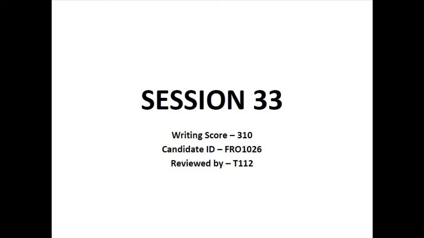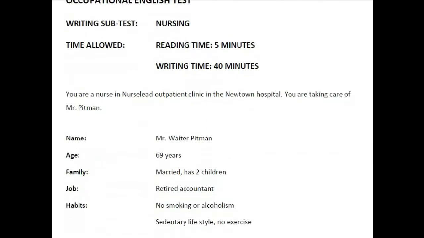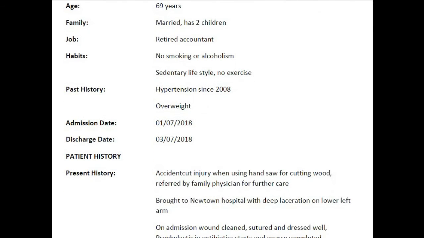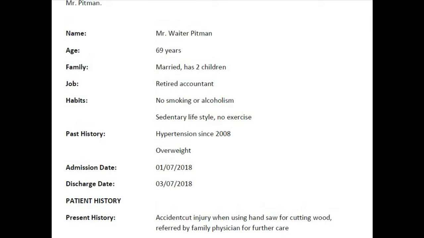Question 33 writing task is to write a letter to family GP, Dr. Lacrisel referring Mr. Pittman, who was admitted to nurse lead outpatient clinic in the Newtown Hospital with deep laceration on lower left arm as a result of an accidental injury with handsaw while cutting wood, requesting to do a full cardiac assessment and management of Mr. Pittman's hypertension. Here, you are a nurse in Merlin outpatient clinic in the Newtown Hospital where Mr. Pittman was admitted, and you're writing a referral letter to family GP asking him to do a full cardiac assessment and management of Mr. Pittman's hypertension.